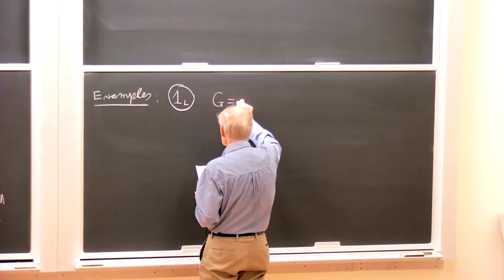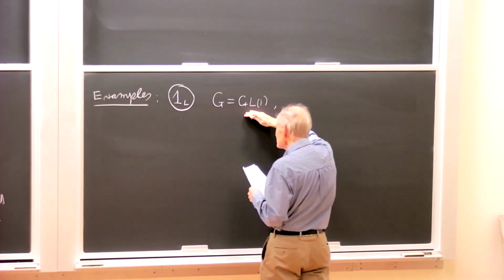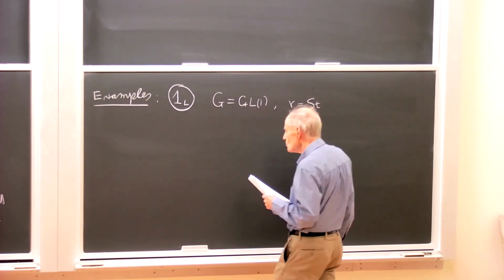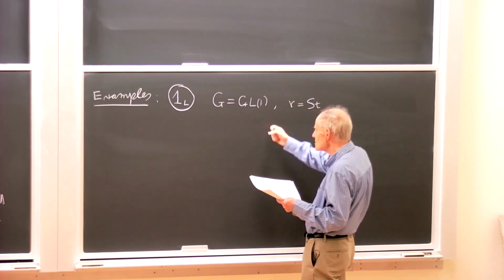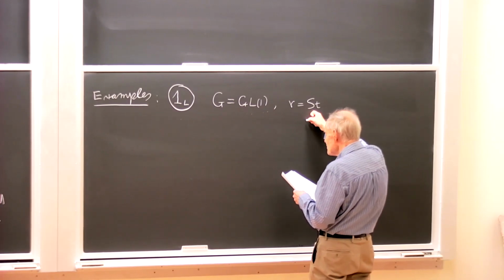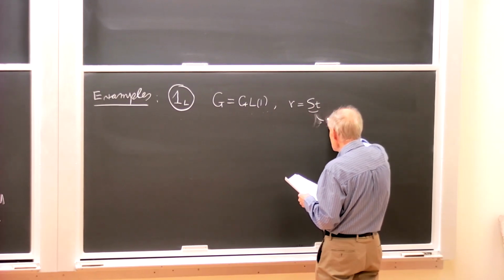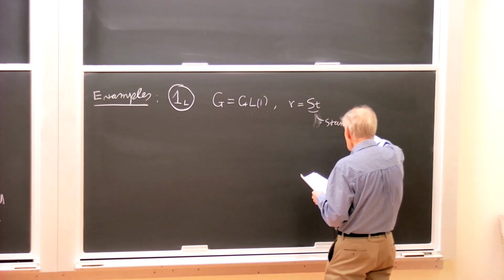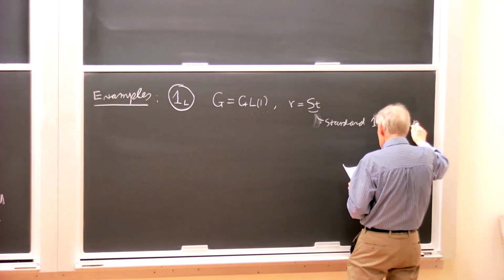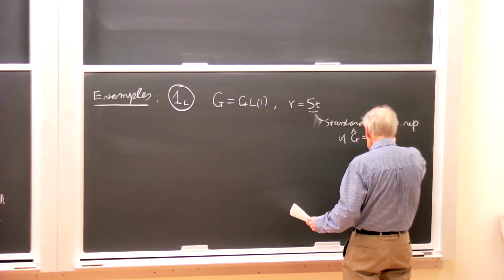If G is equal to GL1, and then what happens if R is the standard representation of the dual group, GLN(C), which in this case is GL1(C), and so this is just the standard one-dimensional representation of G hat, equals, G equals C star.